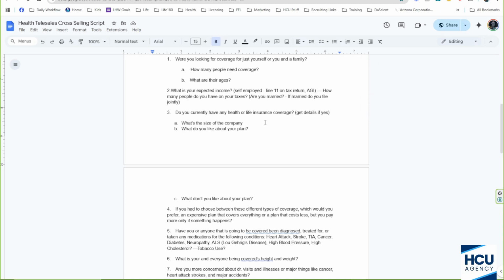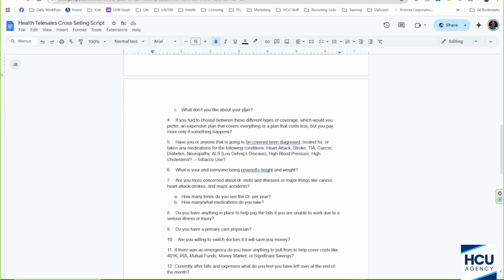So do you currently have any health or life insurance coverage? And then you want to get the details if they answer yes. So what's the size of the company? If they have work insurance, what do you like about your plan? That's going to be a good one, because then you want to find plans that also do that. And then what do you dislike about your plan? And that's going to be a really big question too, because a lot of people have work plans, but they just don't like their work plan. And the last thing that you want to do is get a plan that mirrors their work plan when they don't even like their work plan.